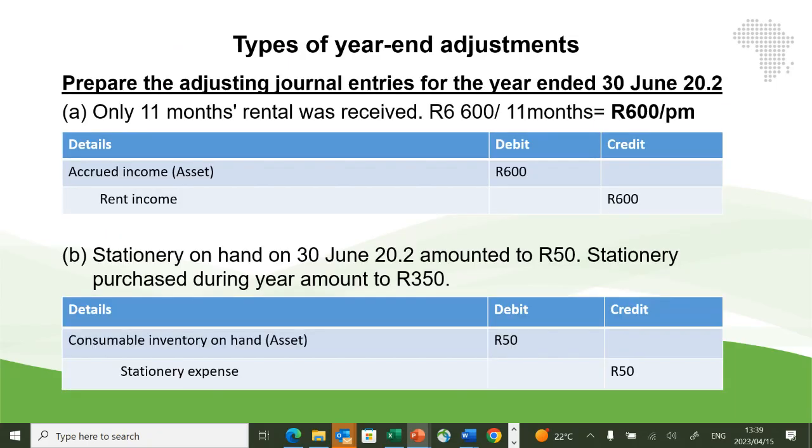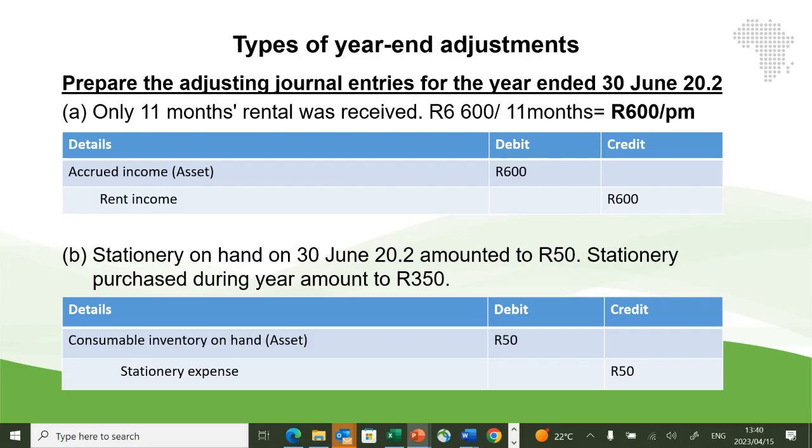Let's start with the first one. Prepare the adjusting journal entry for the year ended 30 June 20.2. You were told under A that only 11 months rental was received. So to find out how much rent per month it is, you will say 6,600 divided by 11. Then you get that it's 600 rand per month. And you were told that only 11 months, which means the financial period is made up of 12 months. So we are owed how much? 1 month is outstanding. So what are we going to do? We're going to credit that rent income of 600, and what are we going to debit? It is the accrued income of 600.